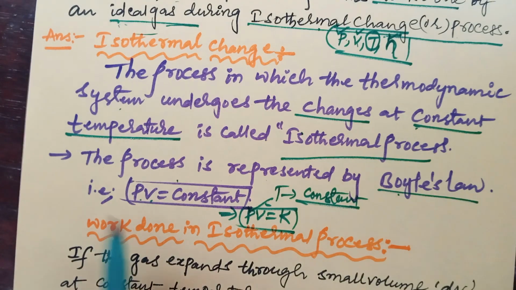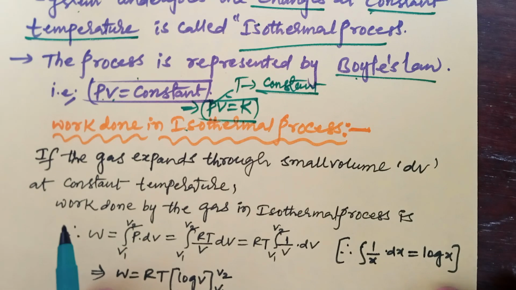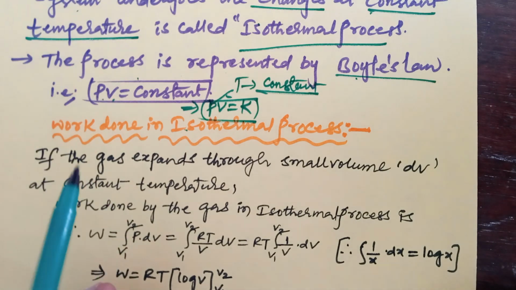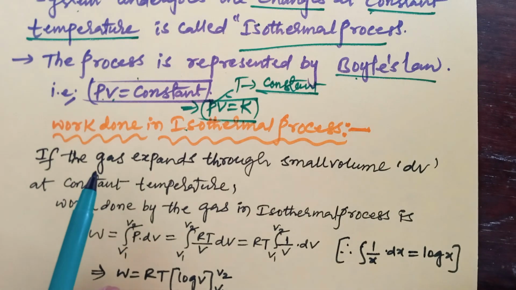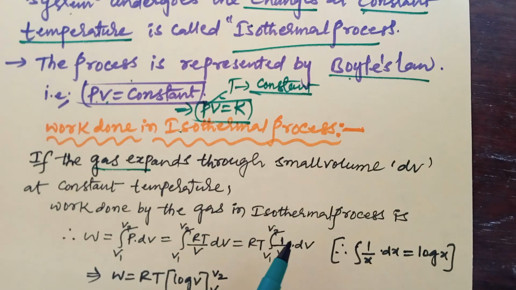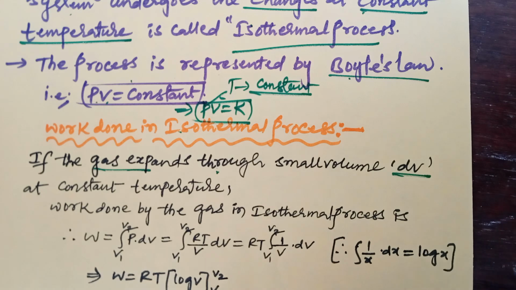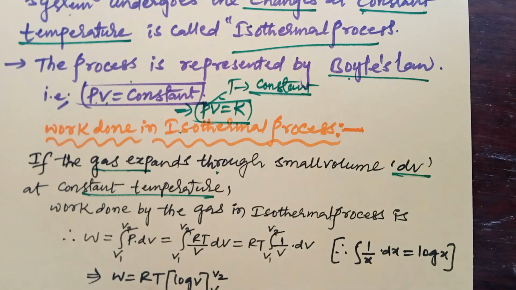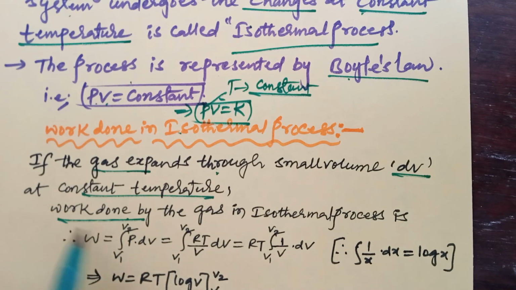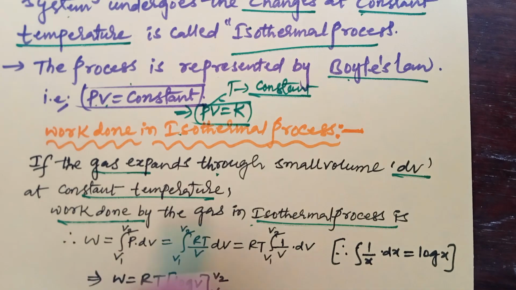Now, how is the work done in an isothermal process? Let's concentrate here. We already saw this in previous classes. Let's consider 1 mole of ideal gas contained in a cylinder, and heat energy is supplied to the system. Automatically the gas expands through a small volume dV at constant temperature. So work is done by the gas in the isothermal process. You already know the formula for that.